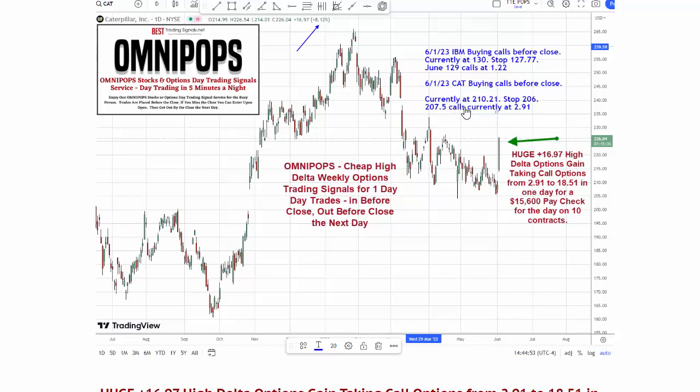There's hardly any premium, all right? And so we focused on cheap. And 2.91 on a Caterpillar call option is very cheap. And there's hardly any premium left. So it was a very high delta option right off the bat. And plus, we didn't have to put up that much capital for it. So one contract's $291 or $2,910 on 10 contracts.